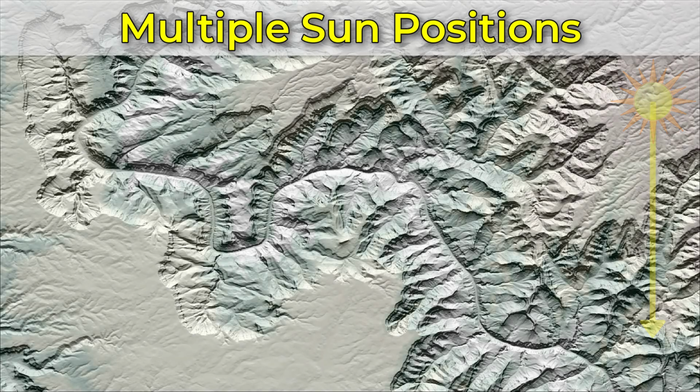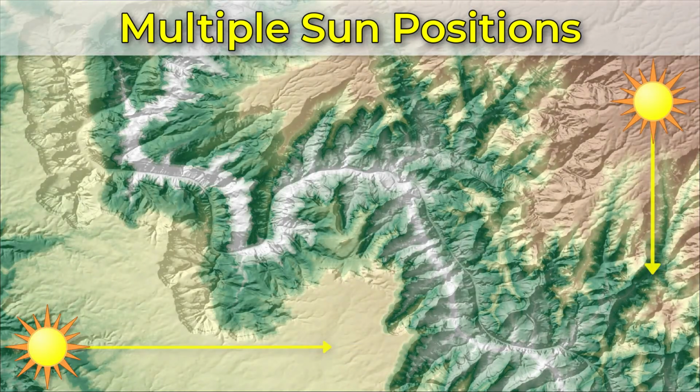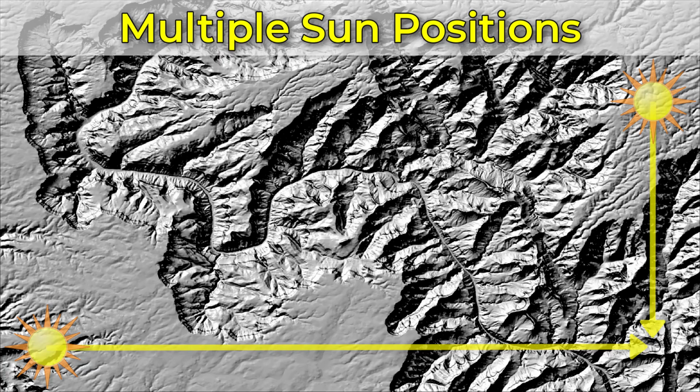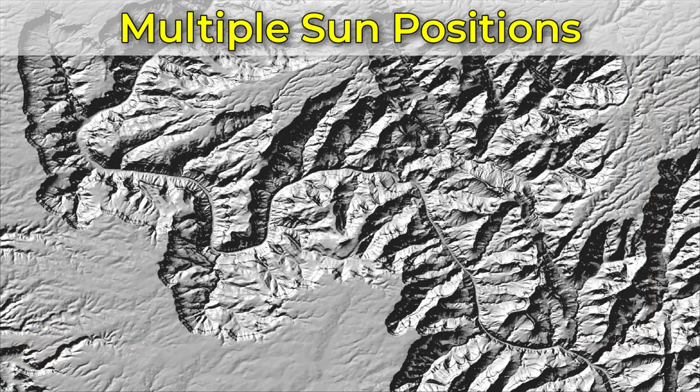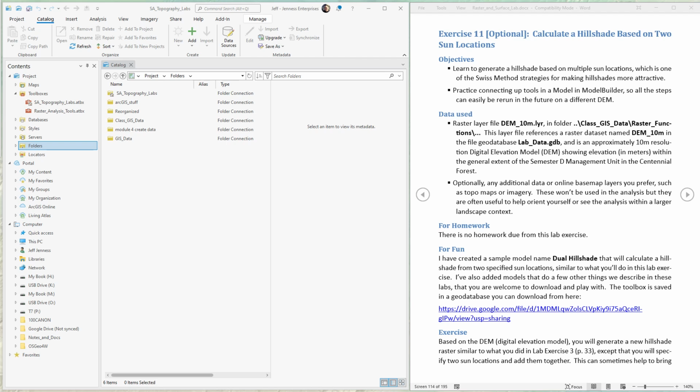Now, this is the kind of thing you might want to do more than once, so we're going to connect all the tools up in a model in Model Builder so it'll be easier to rerun all the steps in the future. Now we're going to get into how to make this hillshade in just a sec, but I have a model you can download if you like, and it's available at this link down in the lab exercise document. The model itself is named Dual Hillshade.